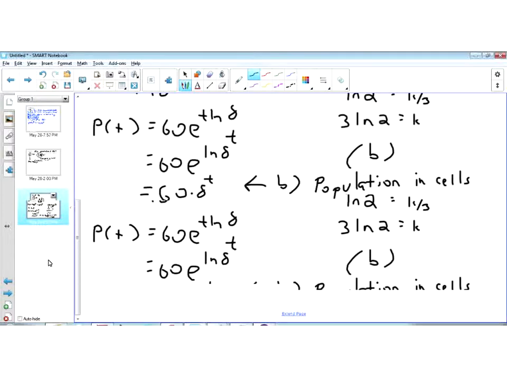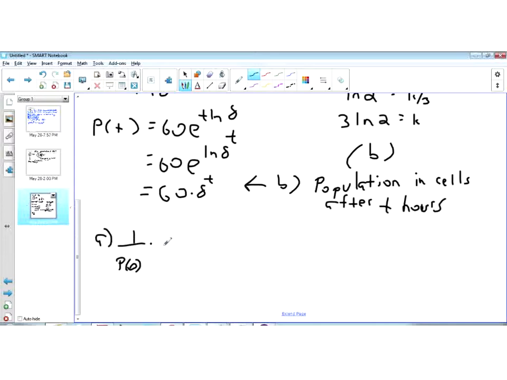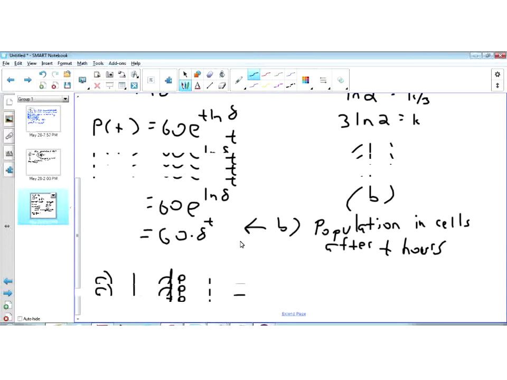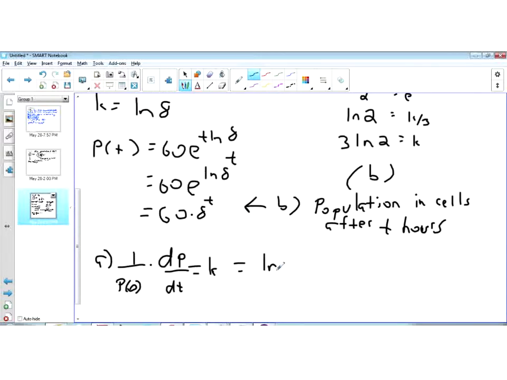Now, the growth rate would be 1 over the population at time 0 times the change in the population with respect to t, and that's equal to k. And we found that k was the natural log of 8. That's your growth rate right there.